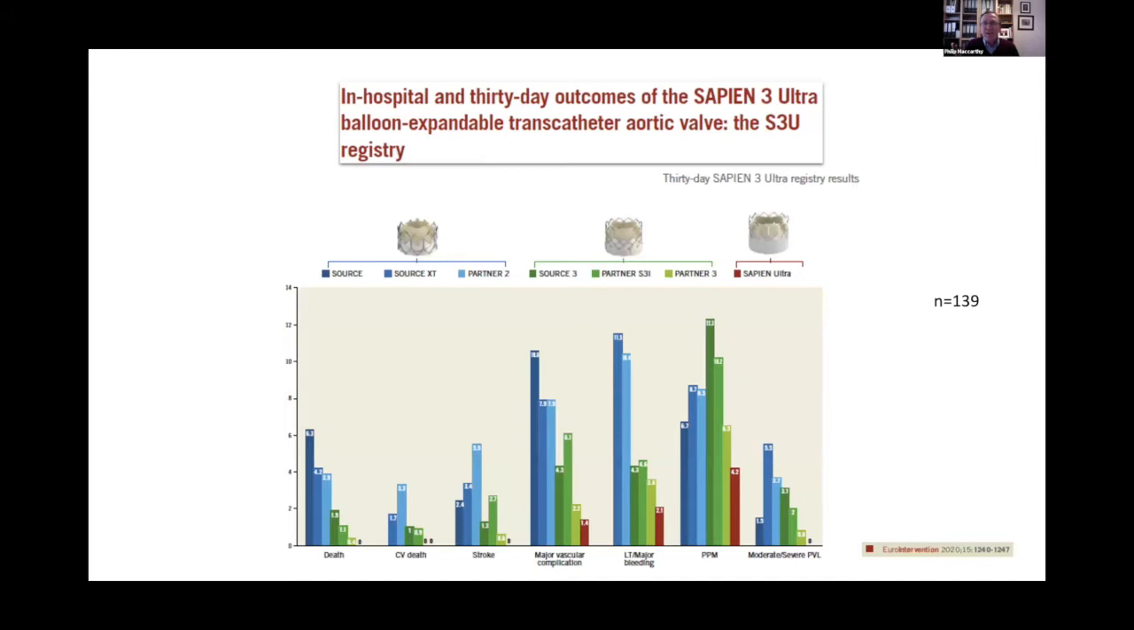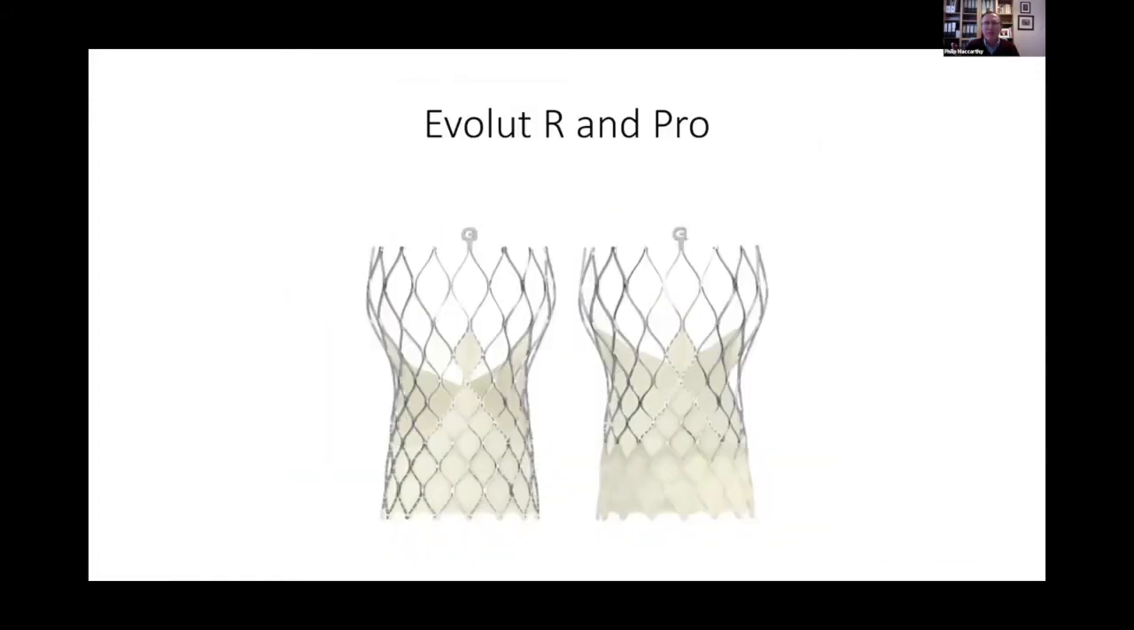Now the SAPIEN's evolved, and the latest iteration is the SAPIEN 3 Ultra. You can see these are the major complications across these registries, and the latest SAPIEN 3 Ultra registry is the S3U, which shows actually down here no recorded moderate to severe PVL, no mortality, and no stroke. So it really is a very refined and slick valve. There's no question about that.